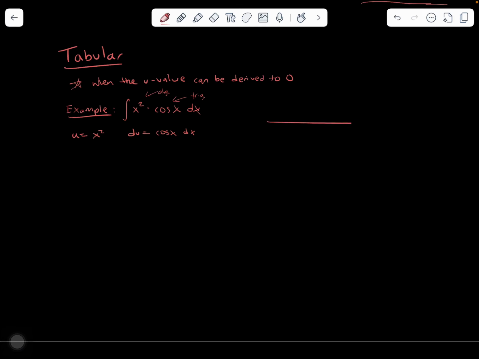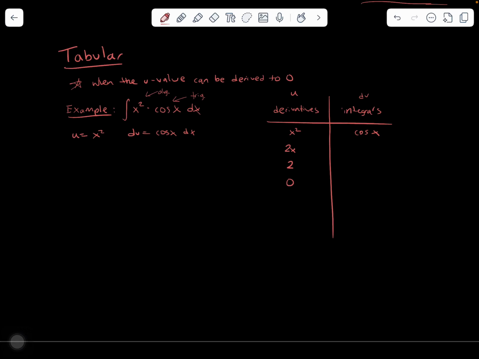Now from here we want to make a table of values in which the left side is the derivatives of the u term, and the right side is integrals of the dv term. So we'll start with our initial values. We have x squared and we have cosine x. And we want to differentiate the left side as many times as it takes to get to 0. So first we'll take the derivative once, use the power rule to get 2x, then we'll differentiate again to get 2, and finally we'll differentiate another time to get 0.